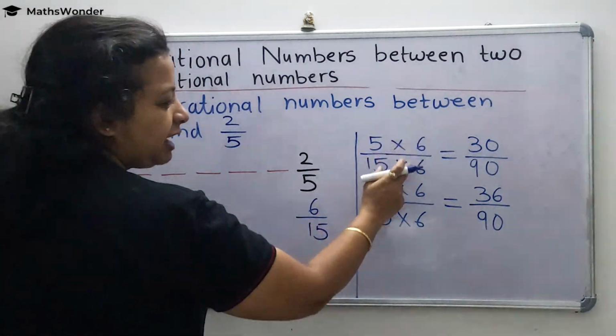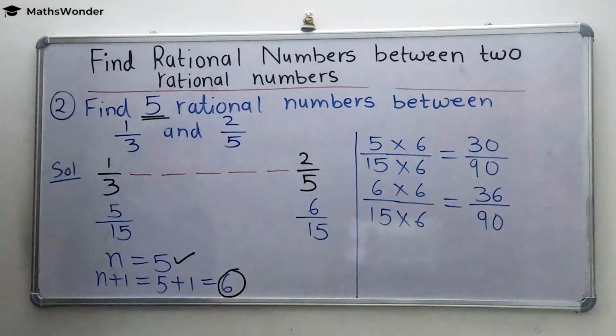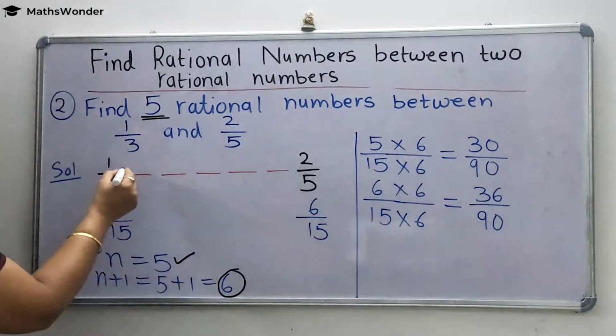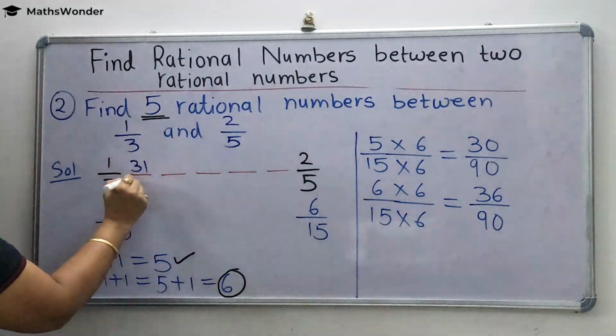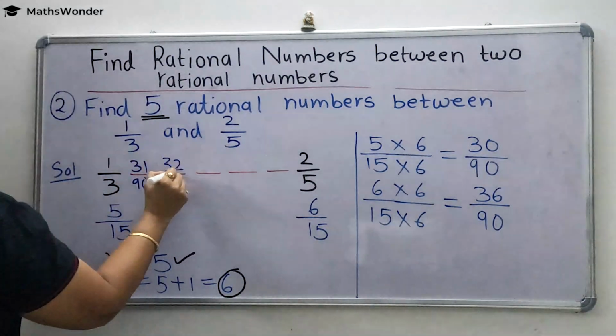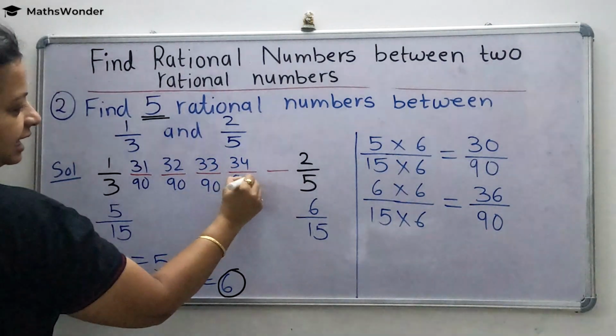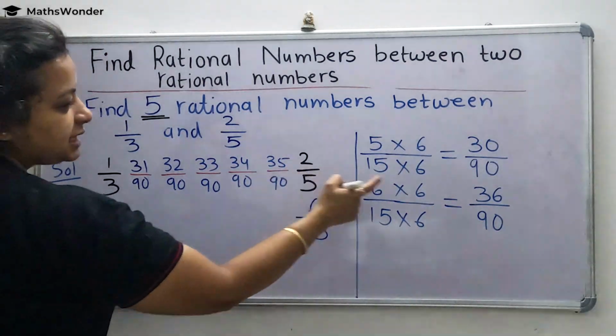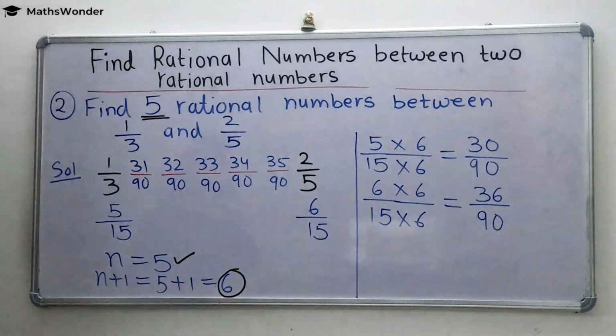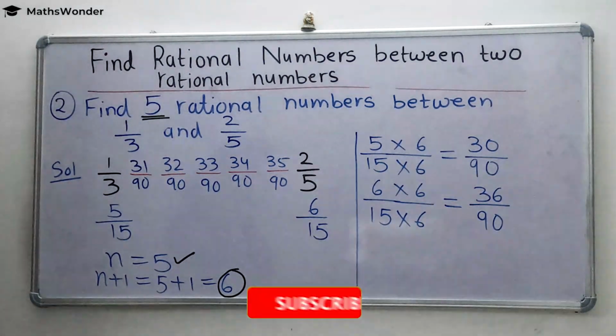Now we have the same denominator. You will multiply and divide by 6. You will get 2 numbers, 30 over 90 and 36 over 90. Now you can easily find the 5 rational numbers between 30 and 36. So the next numbers will be 31 over 90, 32 over 90, 33 over 90, 34 over 90 and 35 over 90, because the next number is 36. Okay, got it? So we found 5 rational numbers between 1 over 3 and 2 over 5. Any confusion here?